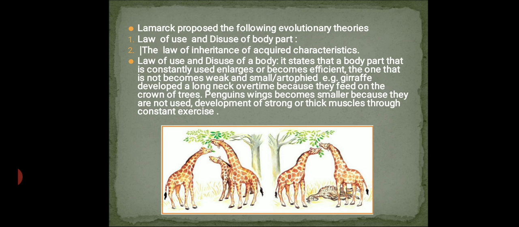Lamarck proposed the following evolutionary theory. He proposed the law of use and disuse of body parts. He also proposed another law called the law of inheritance of acquired characteristics. First one, the law of use and disuse of body parts.